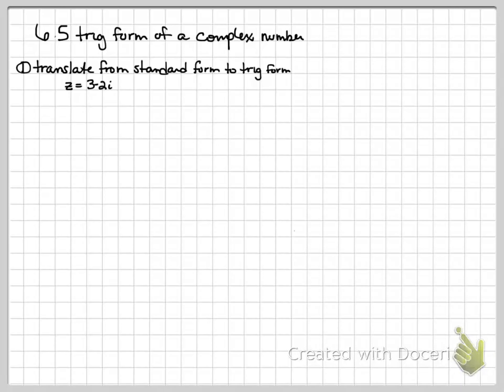Okay, this is section 6.5, trig form of a complex number. And let's just get started right now with example 1. Translate from standard form to trig form, z is equal to 3 minus 2i. So the first thing I want to do is plot my complex number.